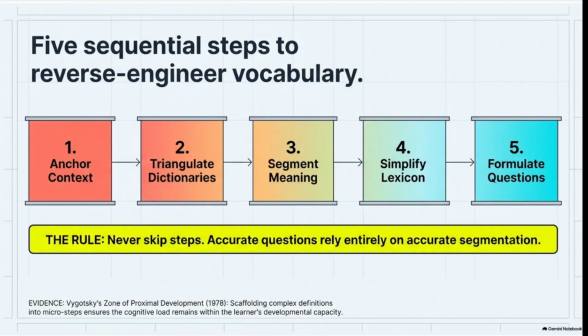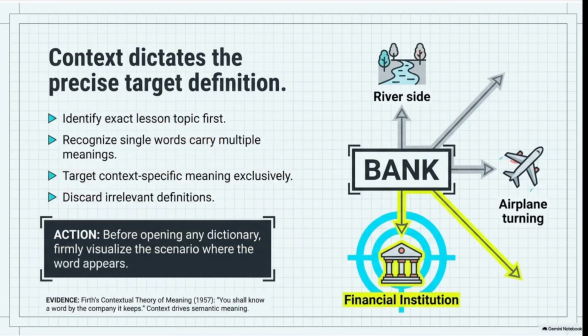This process prevents us from creating CCQs randomly. Instead, we start with meaning and work backwards until we have questions that students can answer easily. Let's now look at each stage carefully. Context determines meaning. The first step is context. A word can have more than one meaning. Therefore, we should not check a word in isolation. We need to ask, what exactly does this word mean in this lesson and in this sentence?